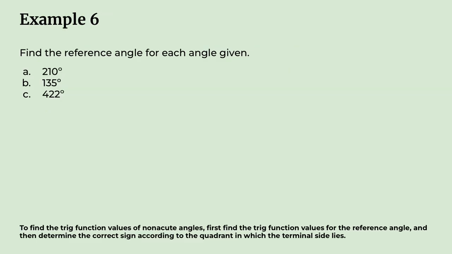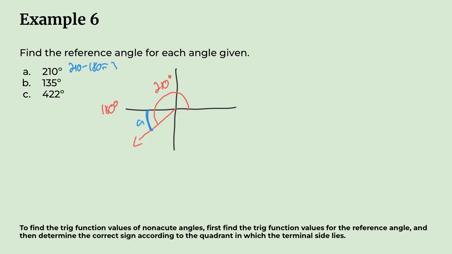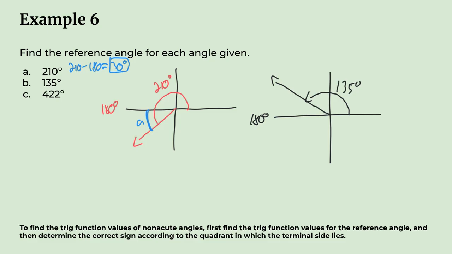So we want to find the reference angle for each of these. 210 degrees, it's helpful to draw a picture of these. So 210 degrees, 90, 180. So it's somewhere in here. This is 180 degrees. So the reference angle, A, would just be 210 minus 180, which is 30 degrees. 135 degrees, that's less than 180, so we're somewhere in here. 135 degrees, this is 180 degrees. Our reference angle, remember it's the acute angle that's made between the terminal side and the x-axis. So that would be 180 minus 135, should be 45 degrees.